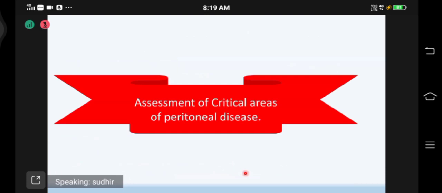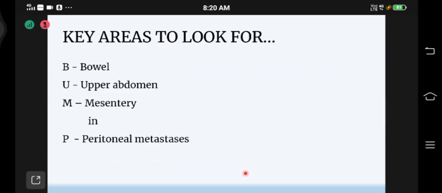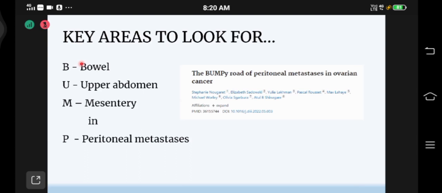So assessment of critical areas forms a very integral part of reporting. It's very, very important from the radiology perspective to give these critical areas to the surgeons. For this, there is a mnemonic called BUMPY. This is a very good article, Bumpy Road of Peritoneal Metastasis in Ovarian Cancer. Actually, this was shared by Dr. Somshekar sir. A very good article which shows how we actually look for bowel, upper abdomen and mesentery in the peritoneal metastasis.